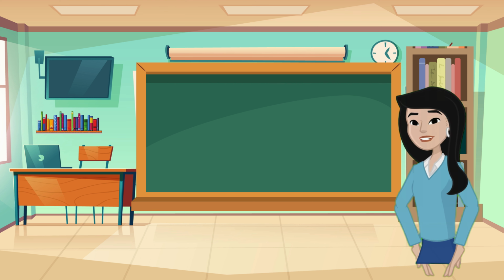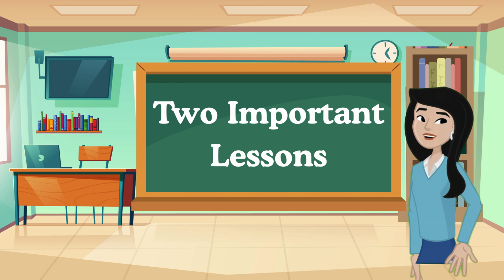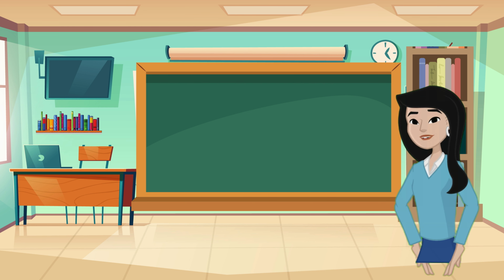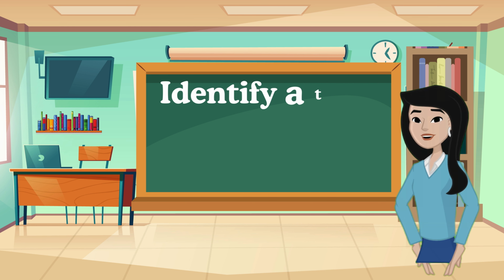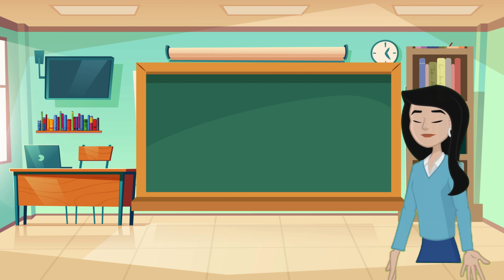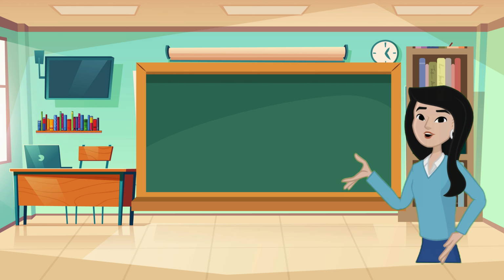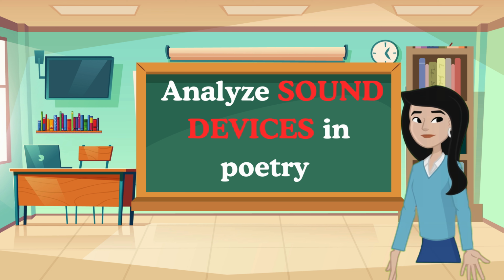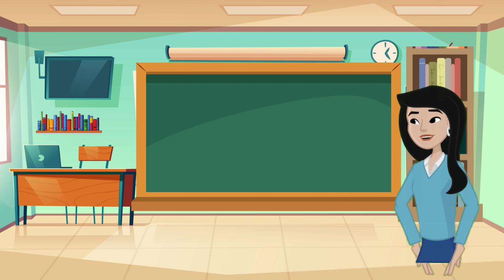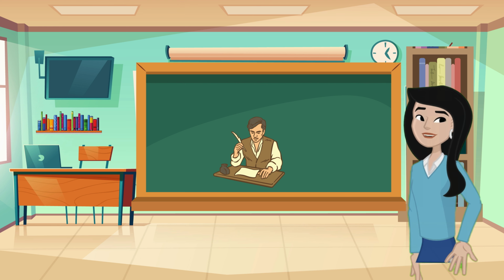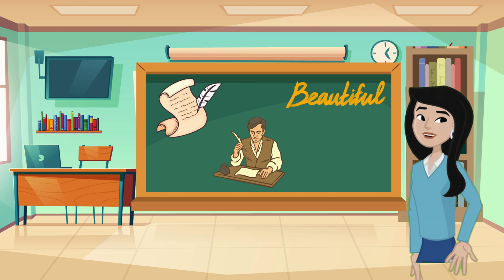Good morning, class. Today, we will learn two important lessons. First, we will study how to identify a type of plot called sequential. Second, we will analyze sound devices in poetry. These are special ways that writers use sounds to make their poems more beautiful and interesting.